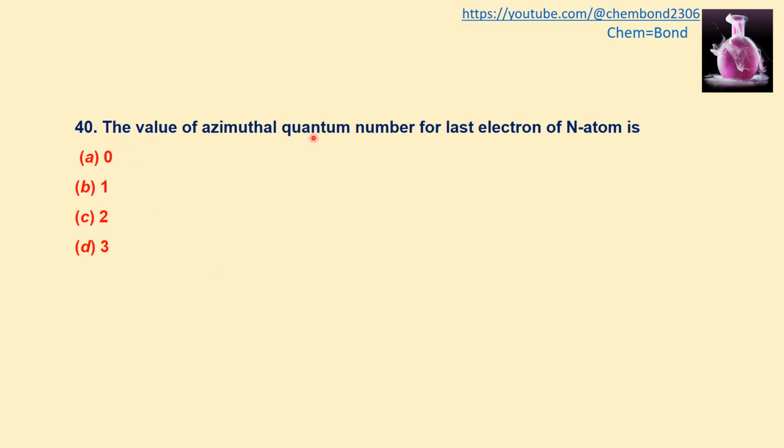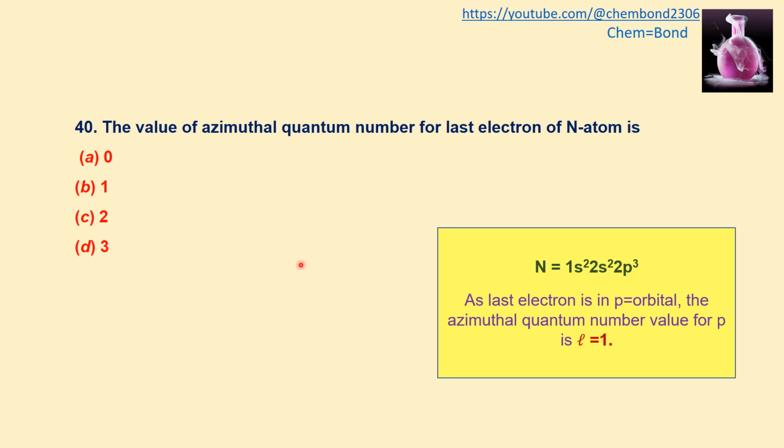The value of the azimuthal quantum number for the last electron of the nitrogen atom is 0, 1, 2, or 3? First we will find the electronic configuration of nitrogen, and the last electron is in the p orbital. So here it is 2p3, the last electron is in the p orbital, and the value of the azimuthal quantum number for p is 1. So the answer is 1.